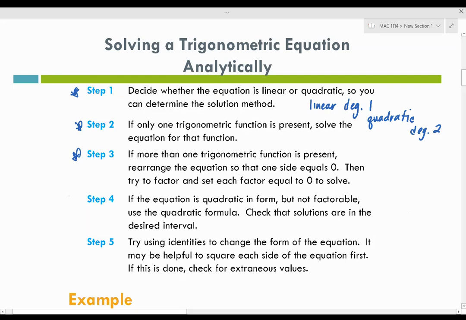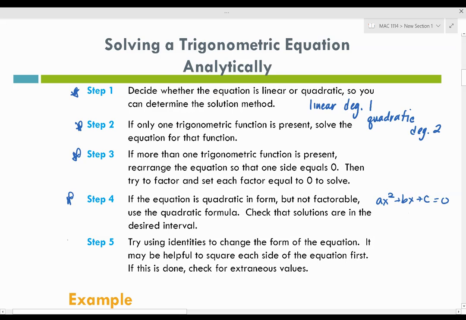Step 4 says if the equation is quadratic in form, which means it looks something like ax squared plus bx plus c equals 0, but it's not factorable, which means that you can't factor it, you're going to use the quadratic formula, and then you're going to check your solutions to make sure that they're in your desired interval.